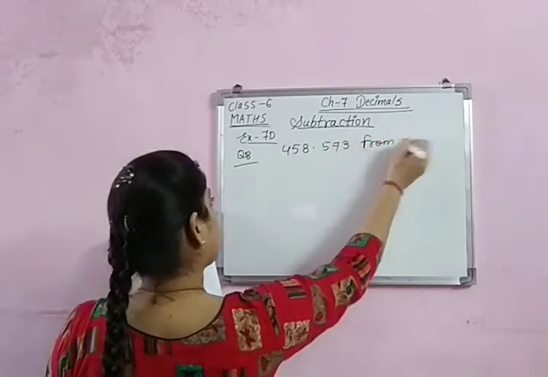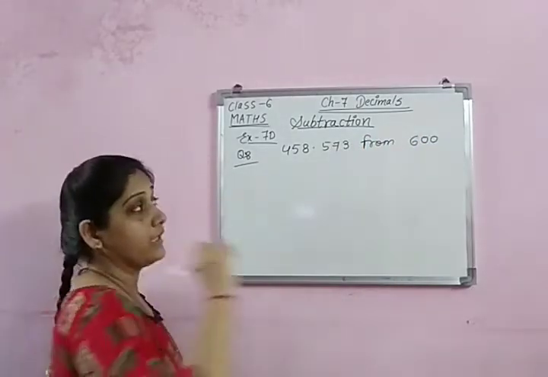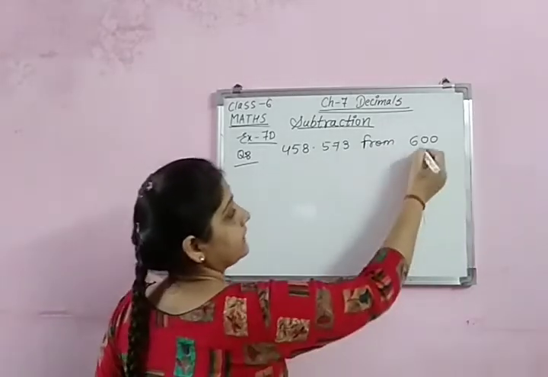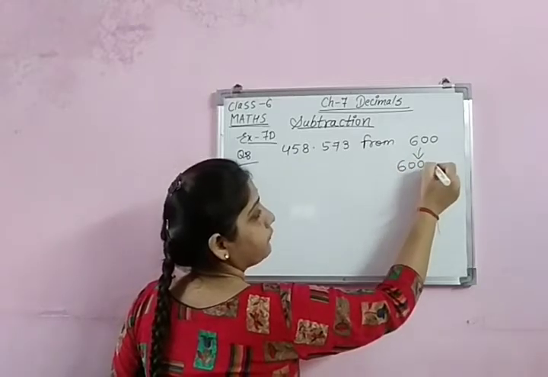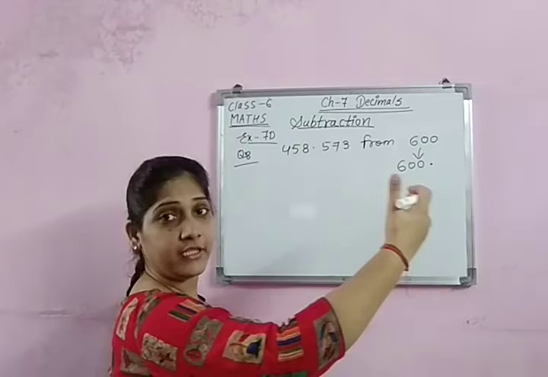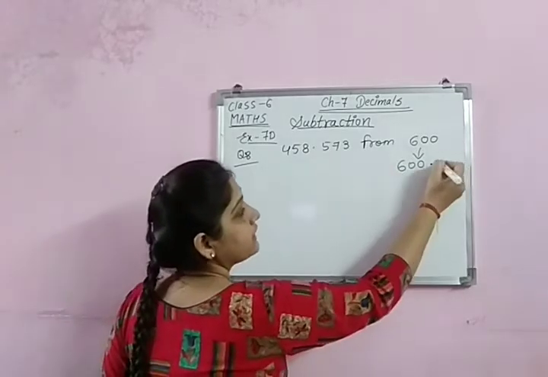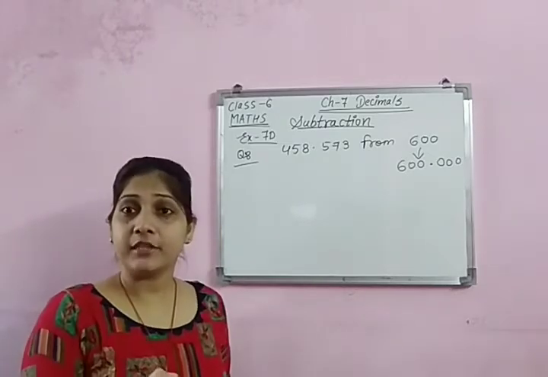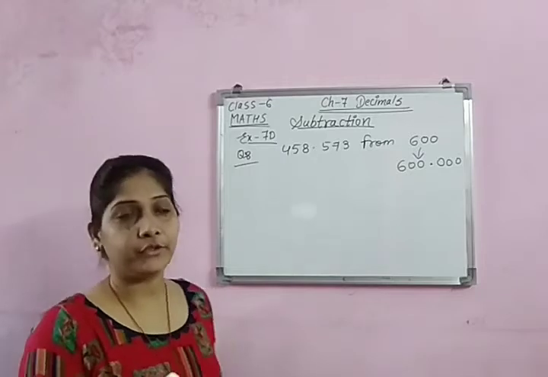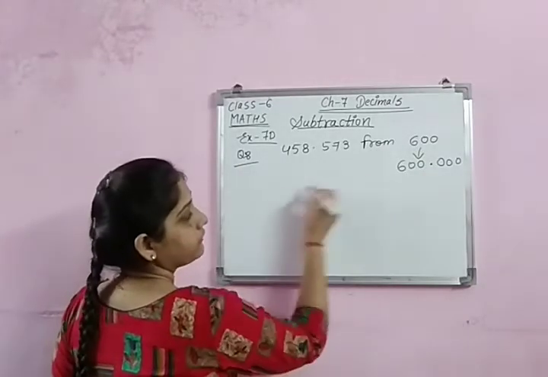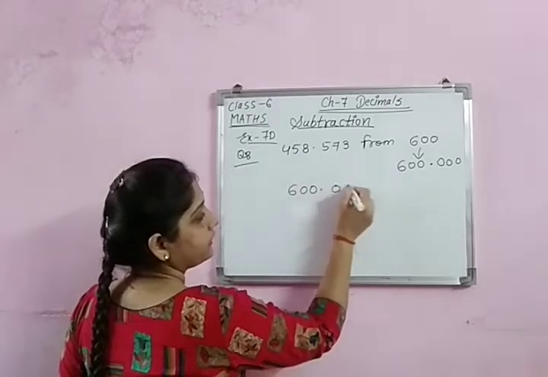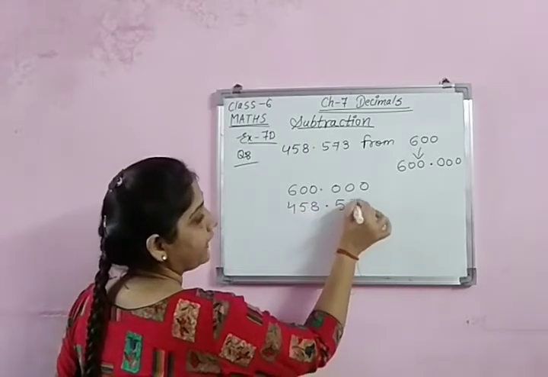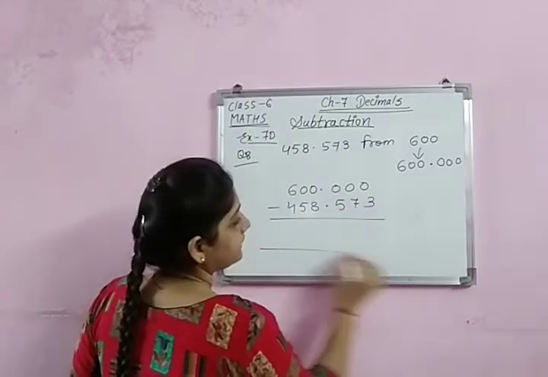458.573, you have to subtract it from 600. Now children, this is only a whole number, so we have to write it in decimal. I can write it as 600 point and extend as many zeros as we require. There are 3 decimal places, so can I write 000? Its value will not change. As I told, if there is unlike decimals, convert them into like. Let's write this number first, because the "from" concept is there: 600.000, and at the bottom of this 458.573.